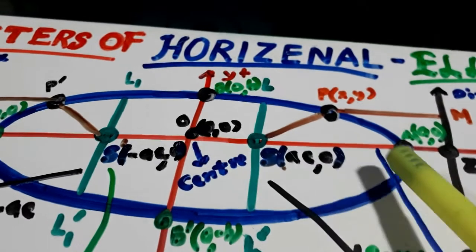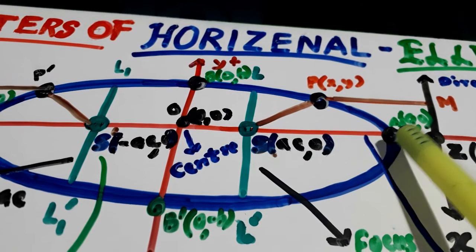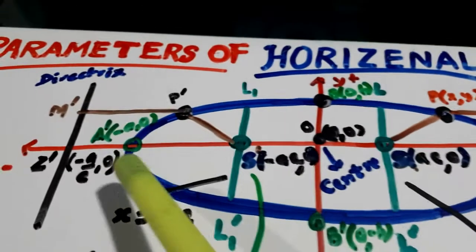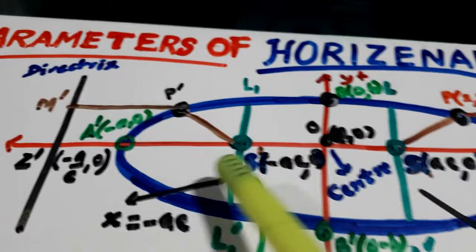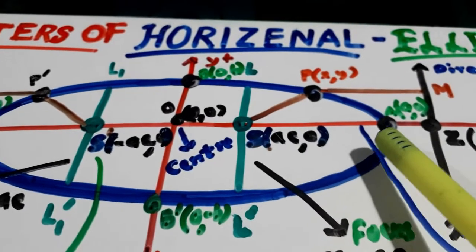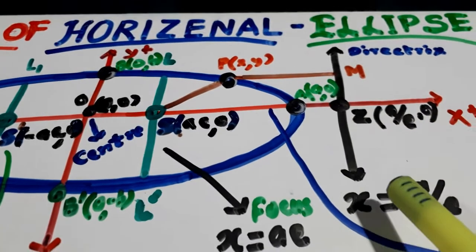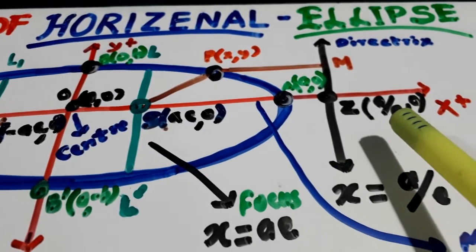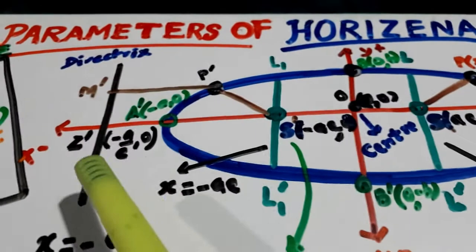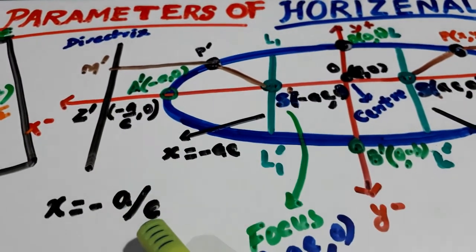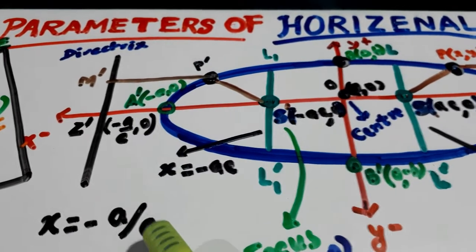Now let us go here. This is the vertex A, 0. This is the vertex minus A, 0. Now after this, let us go here. This is the directrix. Here x is equal to A over E. Here is the other directrix. Its equation is x is equal to minus A over E.